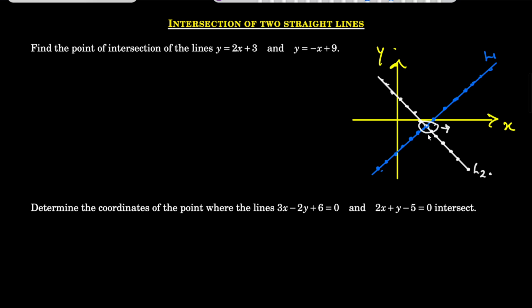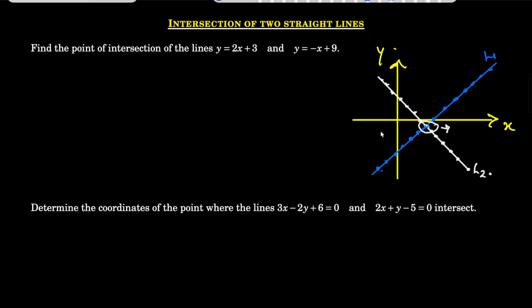If I'm to go back to this diagram, I should tell you that this is the point that satisfies both straight lines simultaneously. Ìyẹn ni pé ibi point yìí nìkan ló dúró lórí line 1 tó jẹ́ blue àti line 2 tó jẹ́ white.